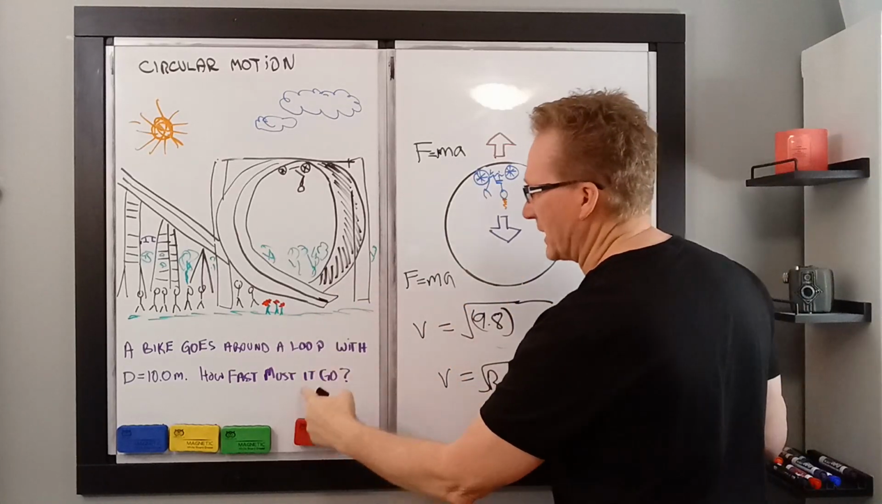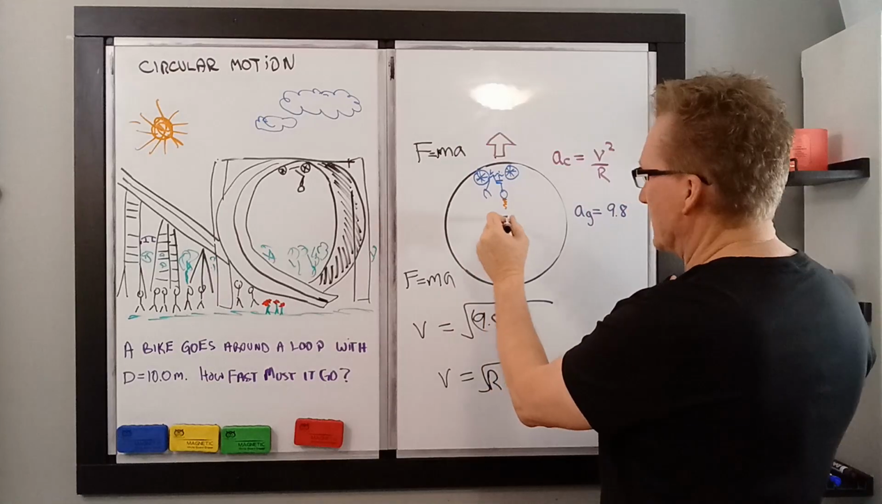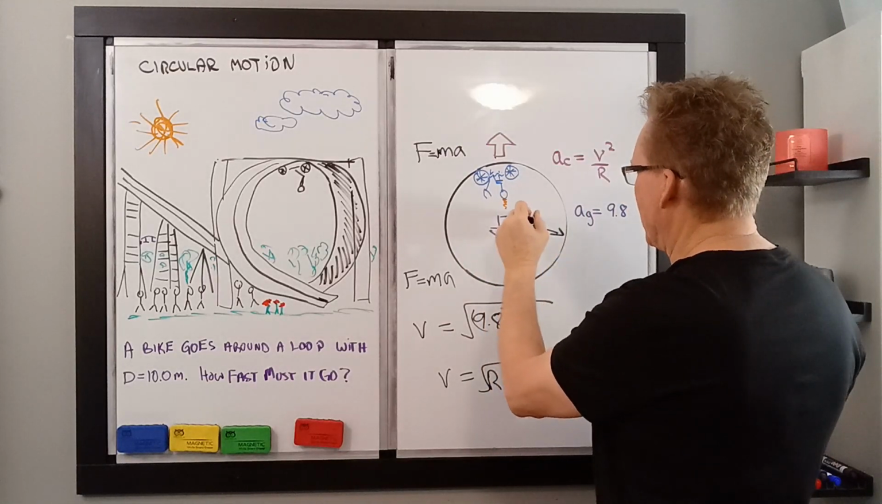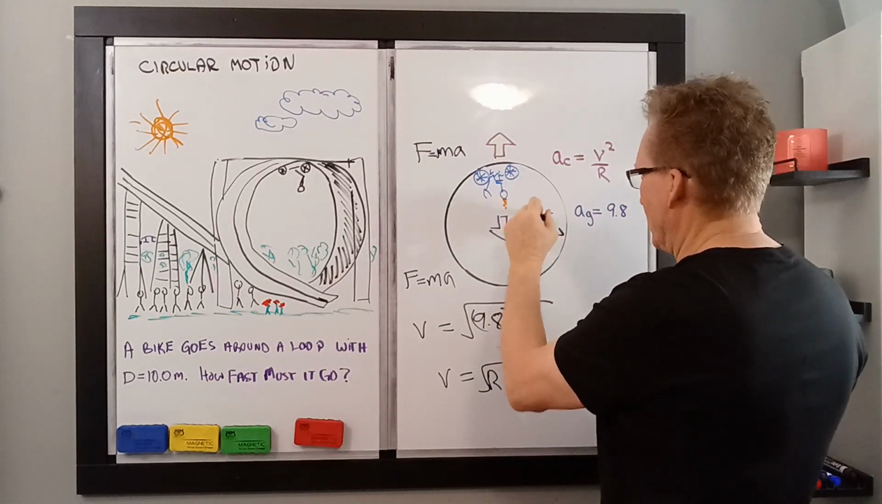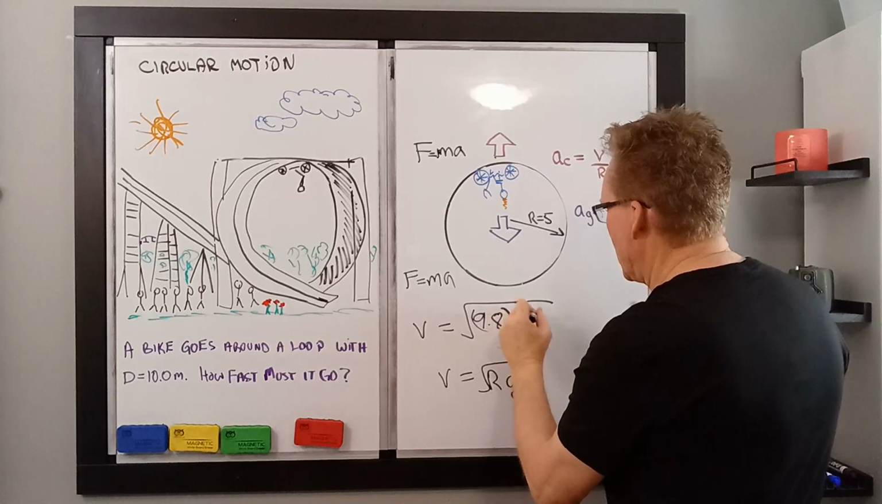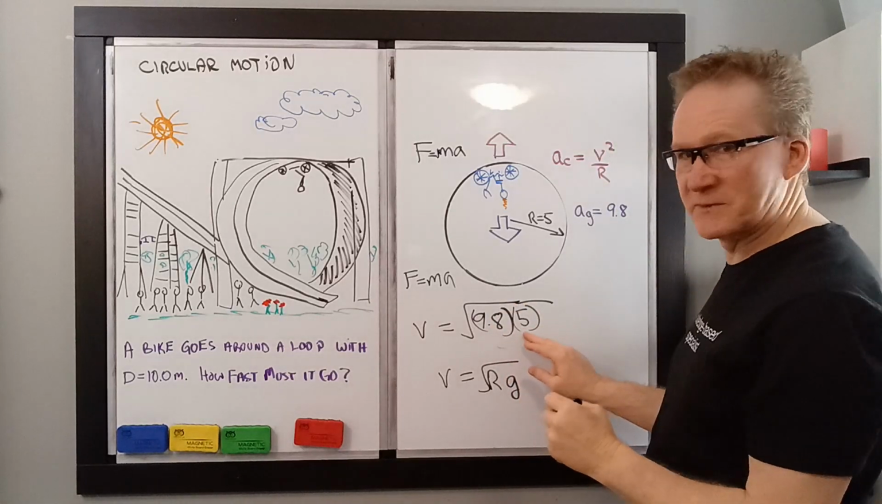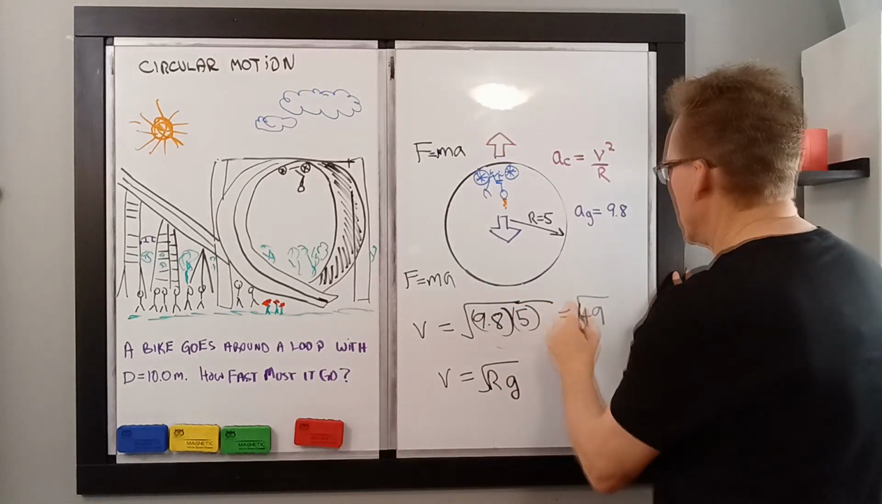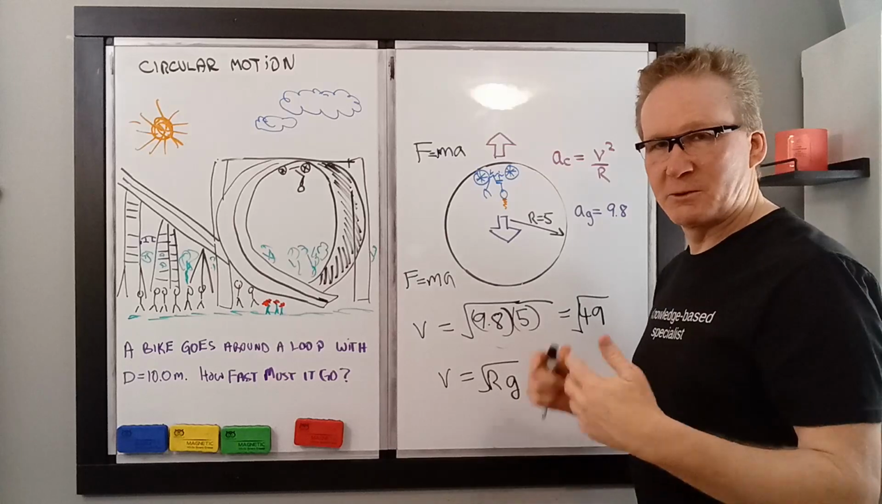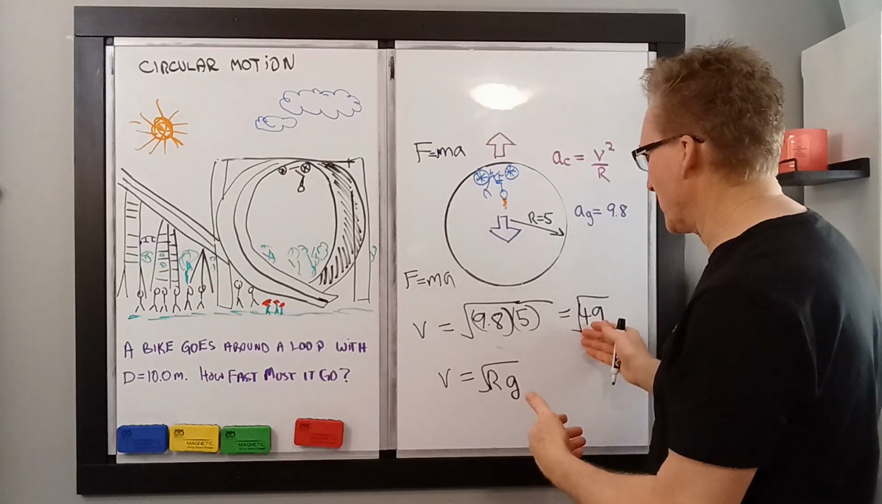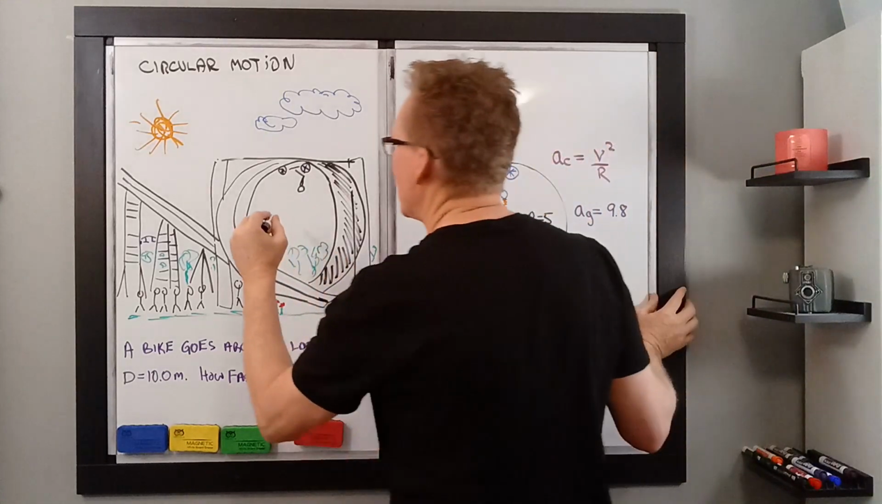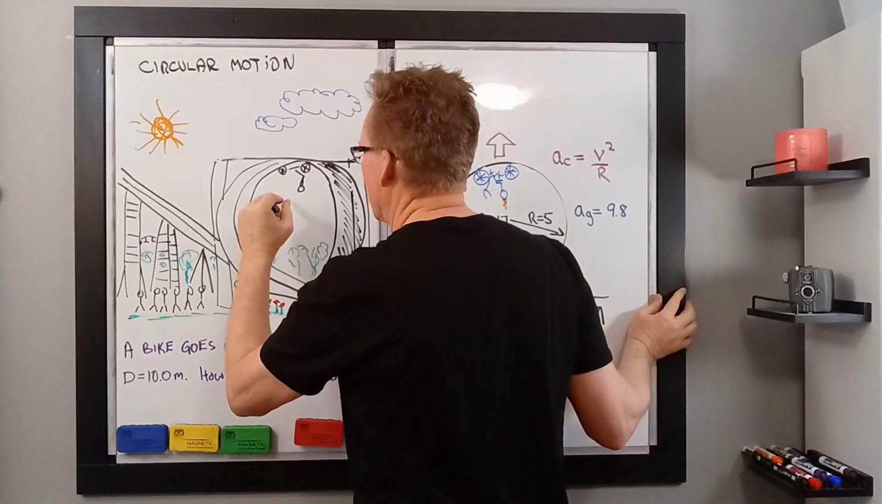Now we've mentioned that the diameter here is 10, so the radius would be half of that. The radius would be 5. So we're going to multiply this by 5. 9.8 times 5 is 49. We want the square root of 49. Square root of 49 is 7. 7 times 7 is 49. So the velocity you're going to need here at the top, the velocity is going to be equal to 7.